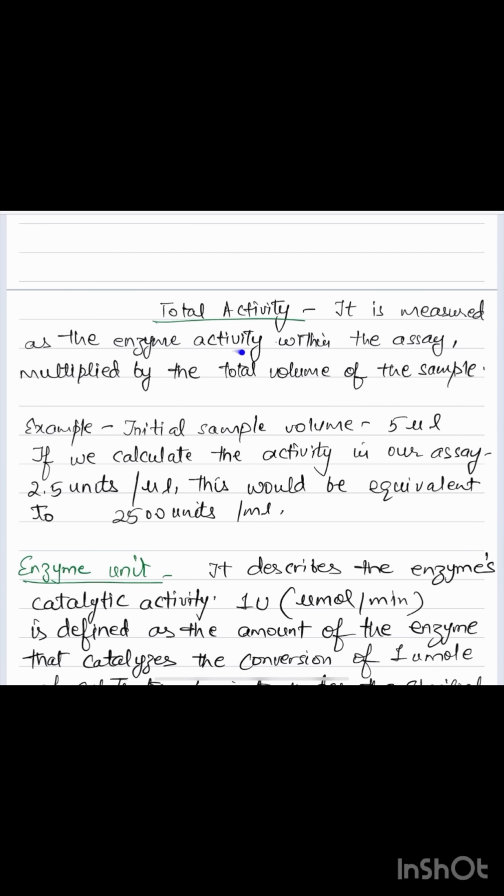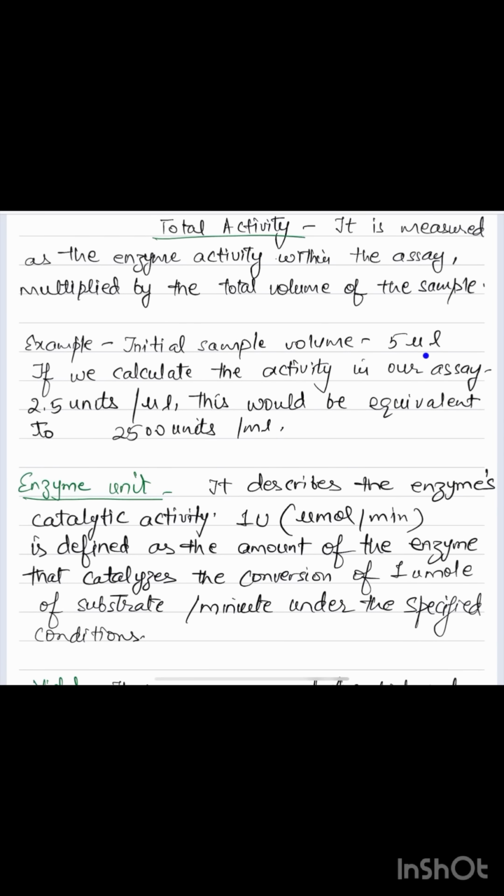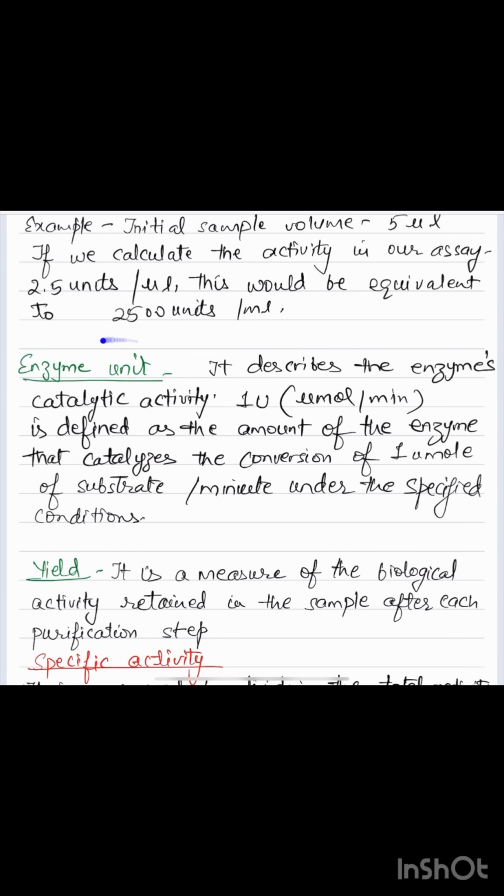Next, we have total activity. It is measured as the enzyme activity within the assay multiplied by the total volume of the sample. Example, let's say the initial sample volume is 5 microliter, and if we calculate the activity in our assay, it would be 2.5 units per microliter. So this would be equivalent to 2500 units per ml.